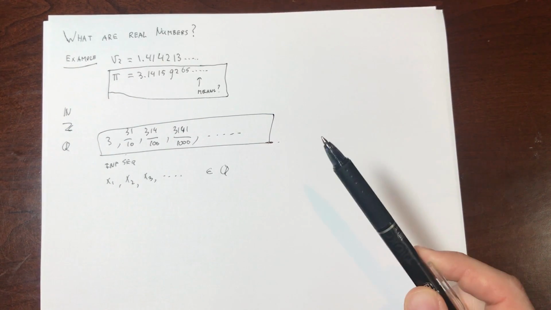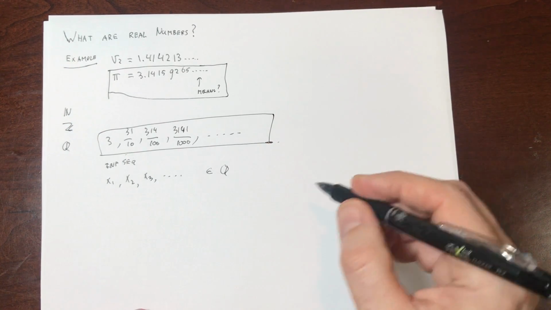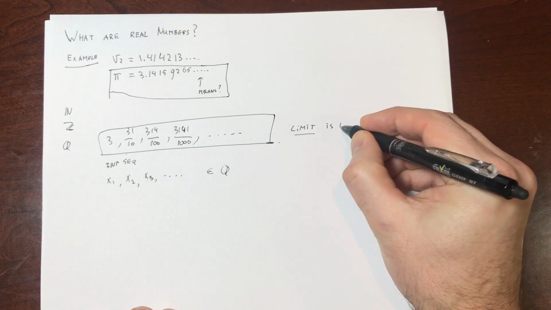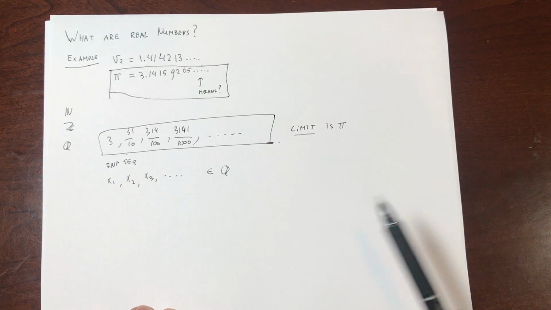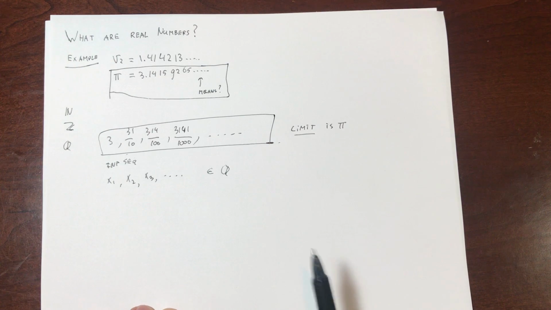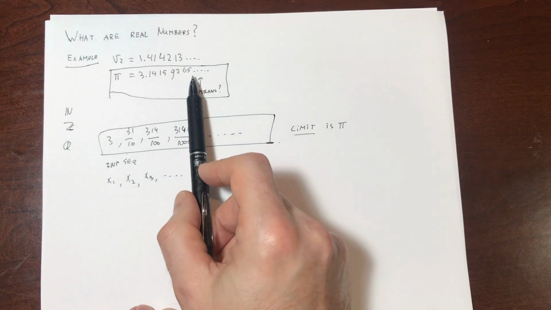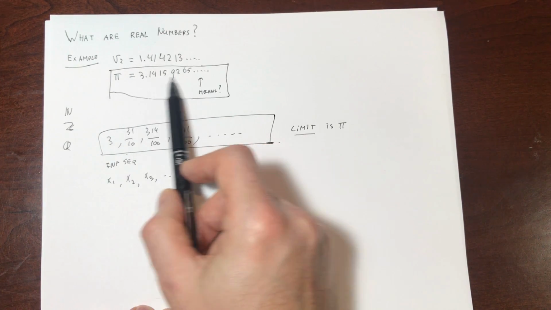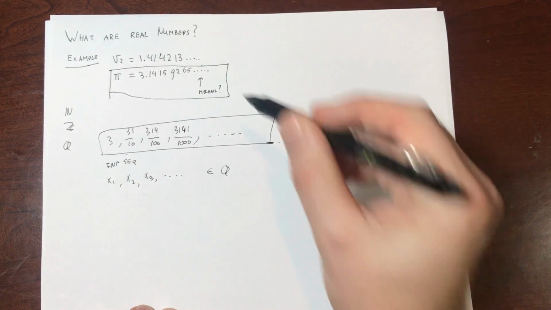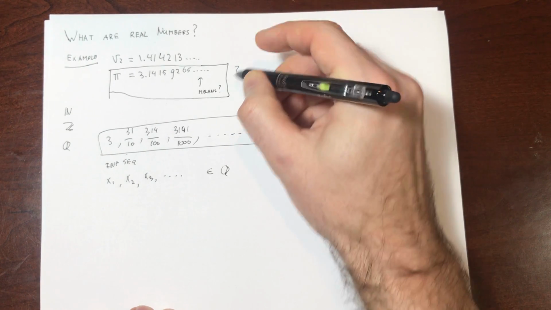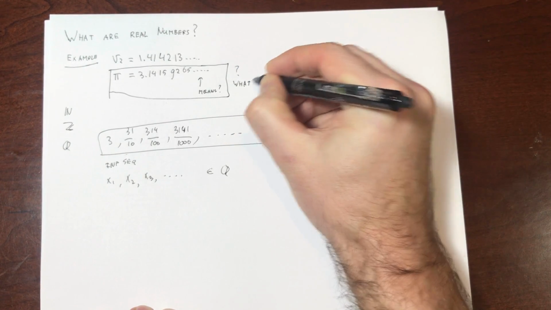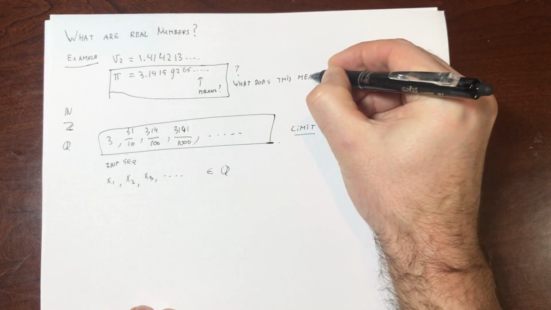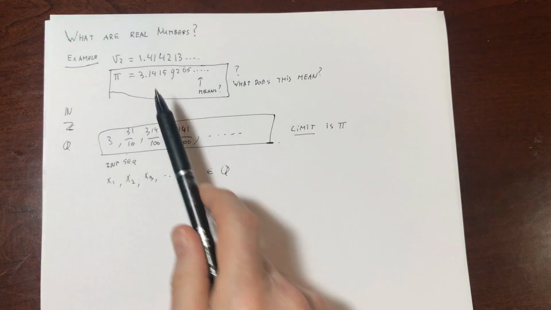And now you know from calculus that the limit of this sequence is pi. But of course, that's a little bit circular reasoning, because that still doesn't tell me really how this is defined, right? So that still leaves the question: what does this mean? But you are seeing at least a little bit of an answer.